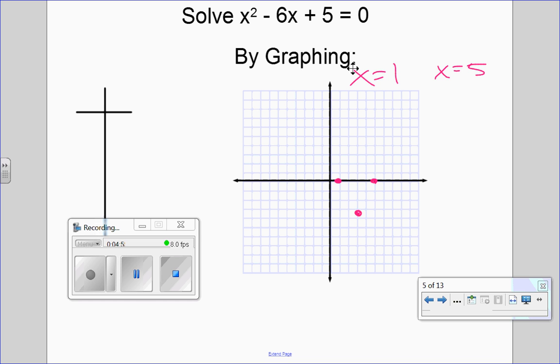And then where was that y-intercept? It was 5. Right here? Oh, that makes sense. 0, C.